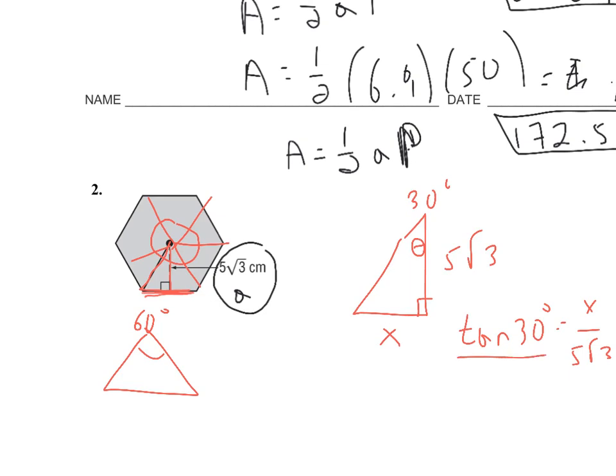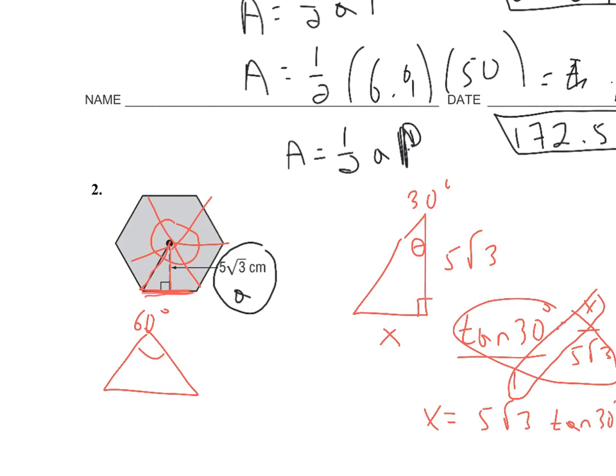Okay, and you can put this over 1. So the easy way to find this answer, if you cross multiply, x would be 5 radical 3 times tangent 30. So x equals 5 radical 3 times tangent of 30 degrees. So in the calculator, if you type 5 radical 3 times tangent 30, my calculator gives me 5. So x equals 5.